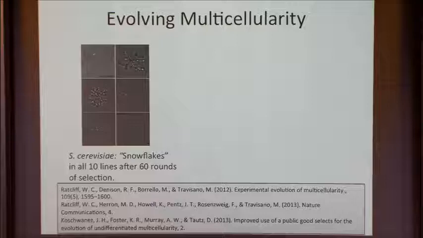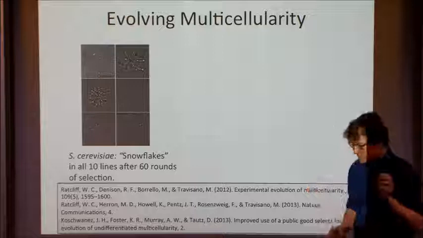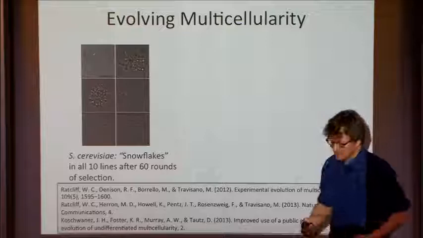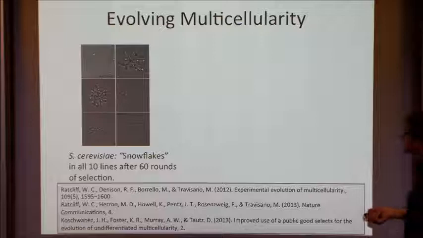But when they clump, when they cluster together, they're settling down faster. And so the selection applied here was to transfer to new medium only those cells that are present in the lower part of these test tubes for 60 rounds. And what they found is the evolution of these snowflake yeasts. They are obviously clusters of yeast cells, but they don't separate after division. That's a feature that evolved here.